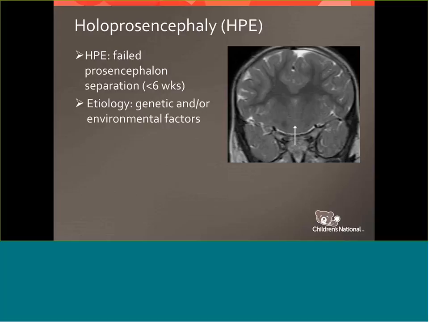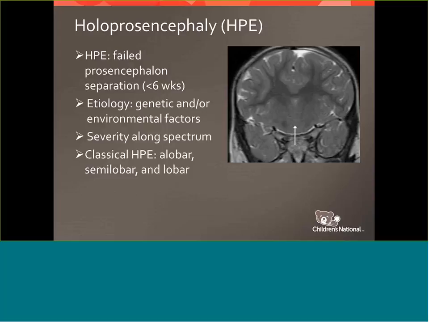The severity occurs along a spectrum, and there are several different classification schemes. The most widely used is the DeMyer classification, where we talk about alobar, semilobar, and lobar along a spectrum of greater to lesser severity. This is far from perfect. It's very rigid, and we should be thinking about this in terms of the spectrum, but it does help us in classifying the degree of brain malformation and for counseling purposes. But we should remember that it doesn't accurately predict outcome, and it also doesn't account for other focal brain malformations.